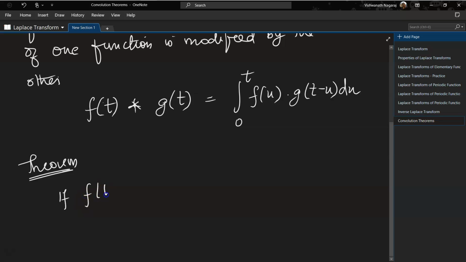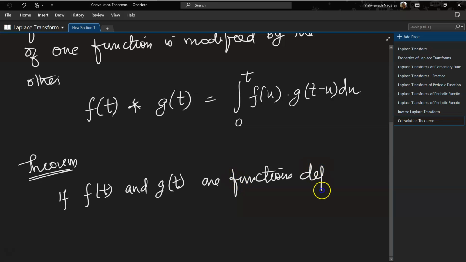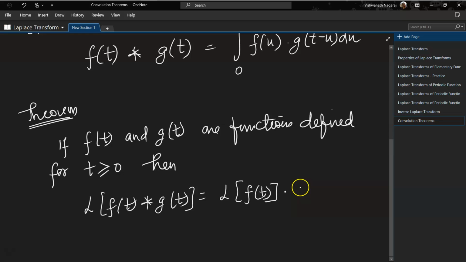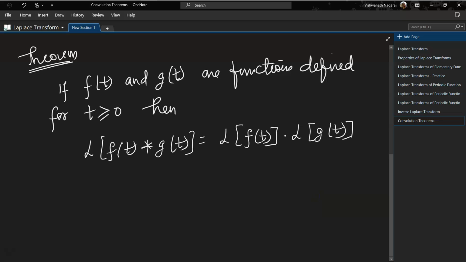If f of t and g of t are functions defined for t greater than 0, then the Laplace transform of f of t convolved with g of t is equal to the Laplace transform of f of t times, and this is your normal multiplication, the Laplace transform of g of t. And let's say we have to prove this. How do we go about proving this? First, let's remind ourselves about the Laplace transform.